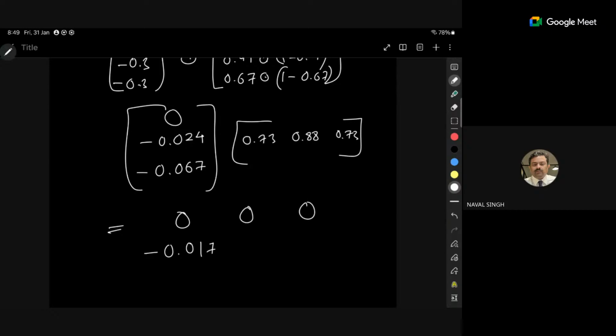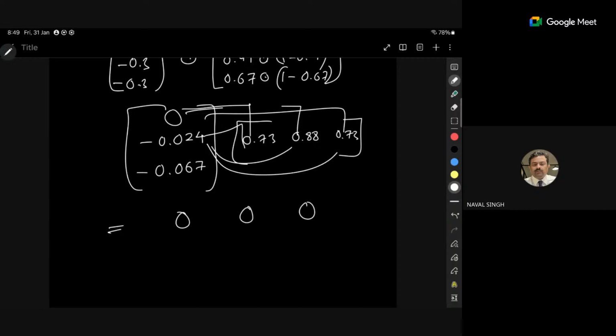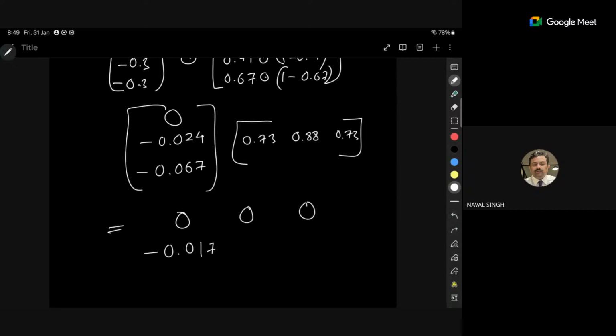So how do you do matrix multiplication of this? First we do this and this, then we go to the second. That's how we do it. Matrix multiplication, understood. So this is what I'll get.